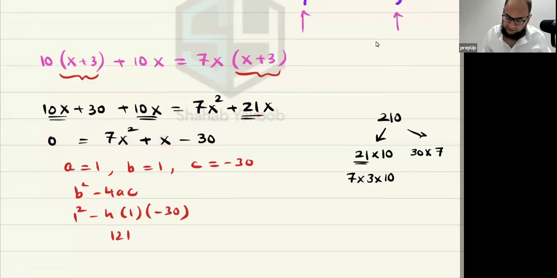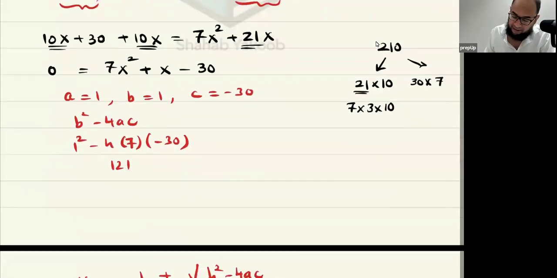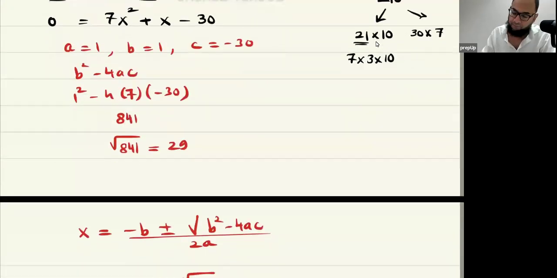0. So b squared minus 4ac, this is 1 square minus 4 into, now here's the mistake. Okay, there's a small mistake over here. This was 7, this was not 1. So let me just grab the calculator. This is 4 into 7 into 30, that is 840 plus 1, that's 841. And the square root of 841 is 29. So I have done the correction.